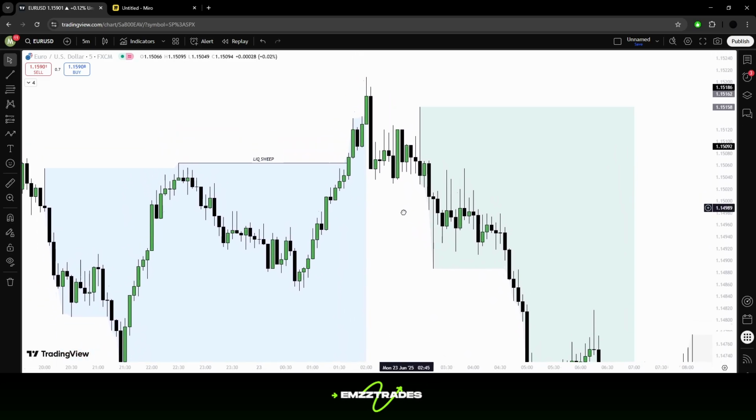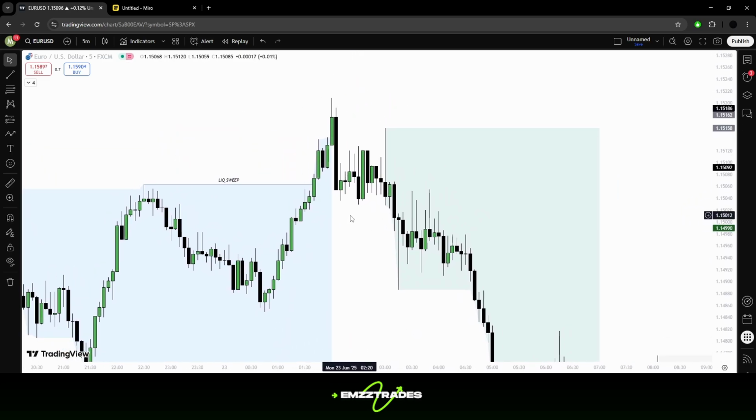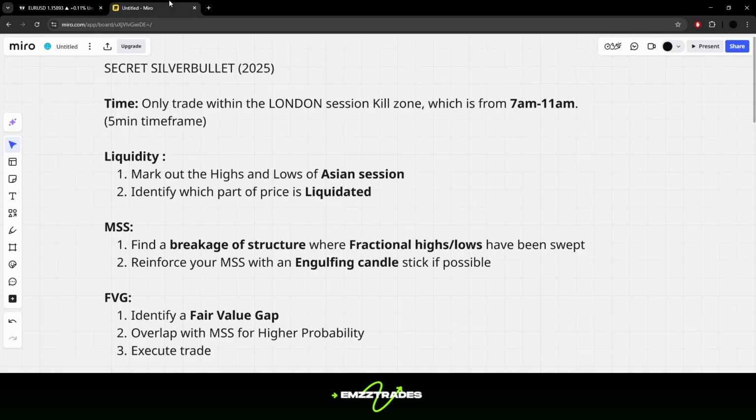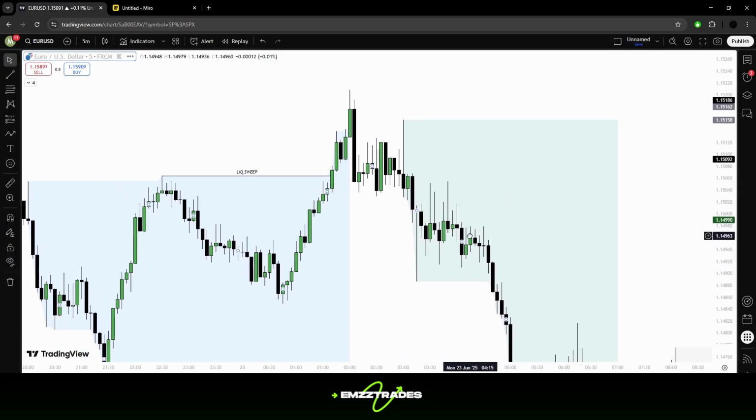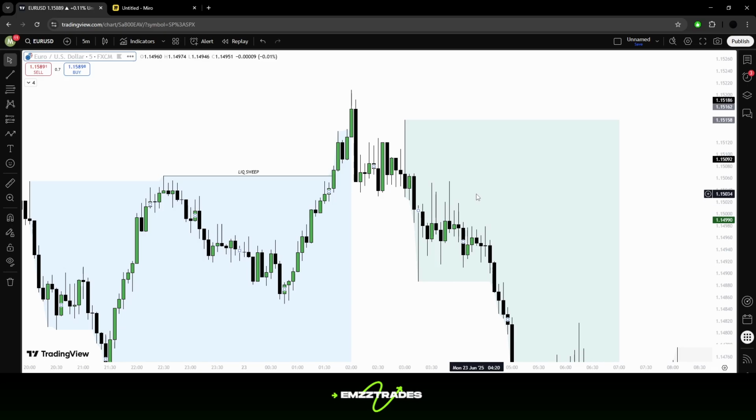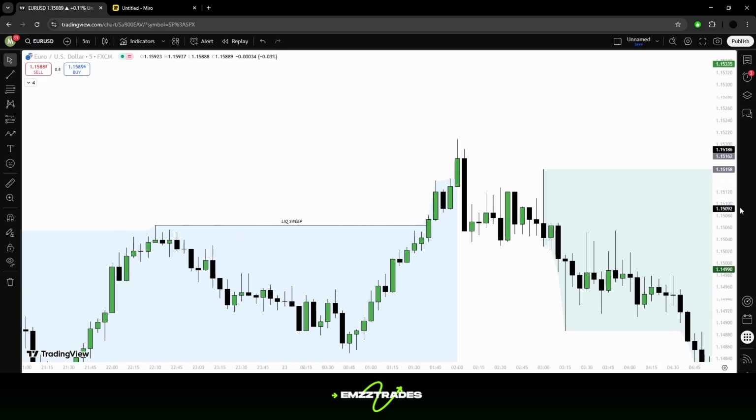And once we do get a liquidity sweep, what we need to do from here on out becomes very, very simple. We need to just wait for price to give us that breakage of structure towards the downside. As it says right here, find a breakage of structure where fractional highs and lows have completely been swept, and then we can reinforce our market structure shift. I'm going to be explaining exactly what a fractional low and a fractional high are in a bit, but I need you guys to listen very, very carefully, right?